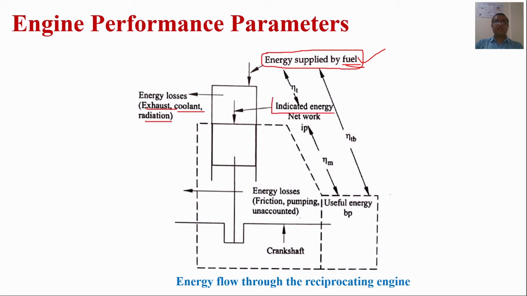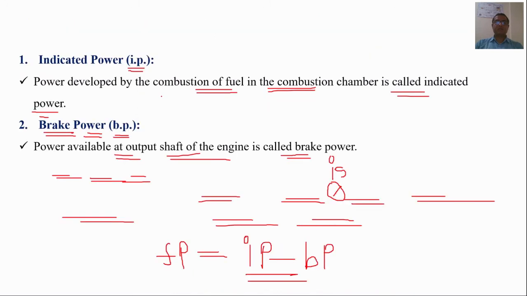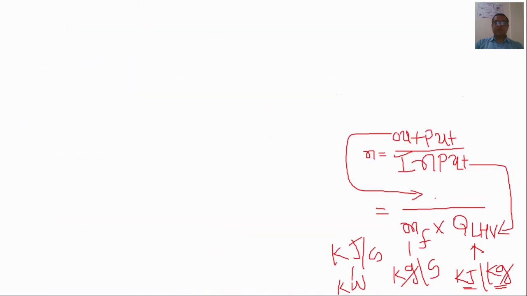This is indicated energy, which is actually used to drive the piston. This is the indicated power or indicated energy which is actually used to drive the piston. So this is our output. So our output is indicated power IP, and it is in kilowatt.